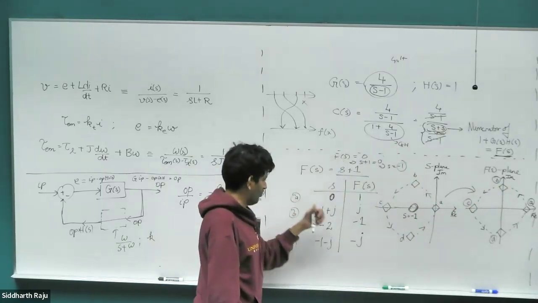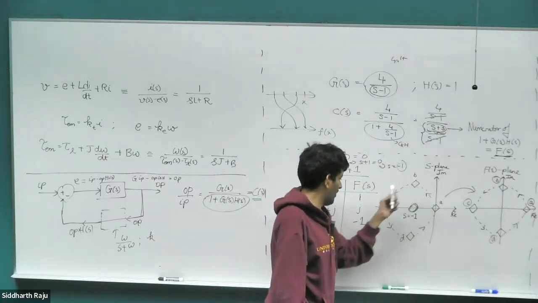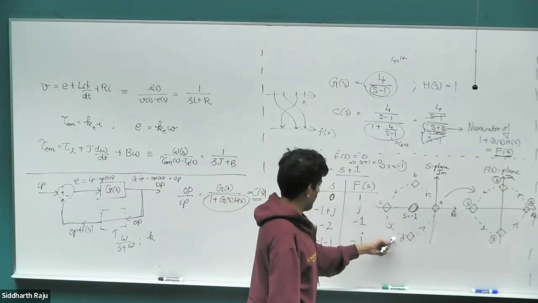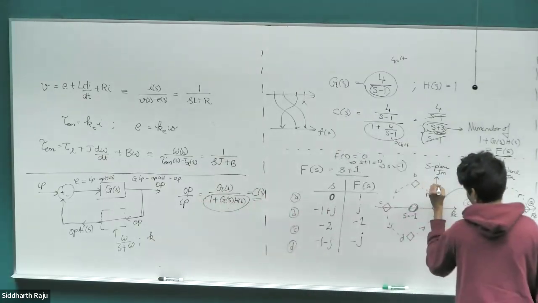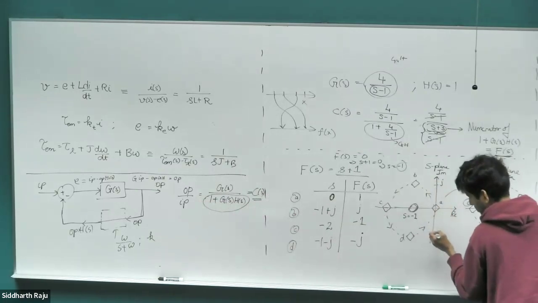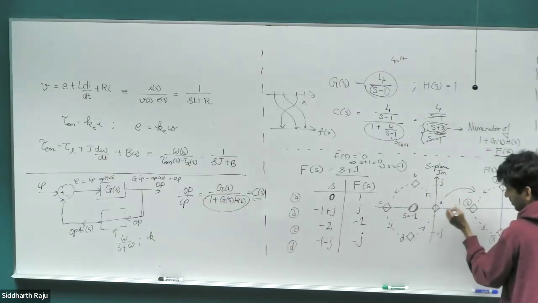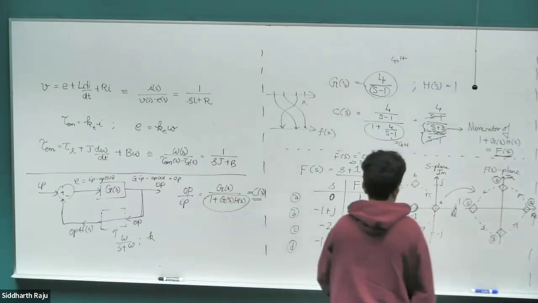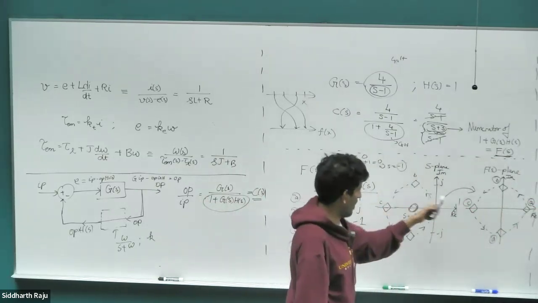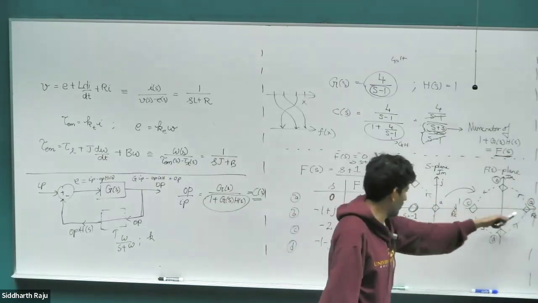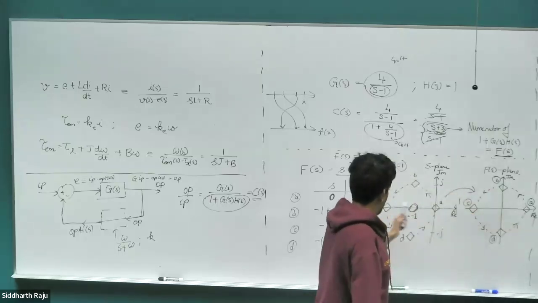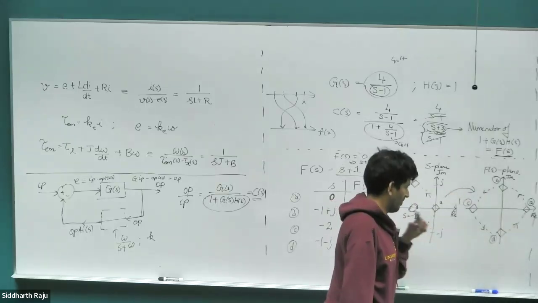So the four values that I took were 0, -1 plus j, -2, and then -1 minus j. So this is the j axis, and this is the real axis, 1 and minus 1. And once I substitute 0, the value mapped out to here. So this one maps here, this one maps here, this one maps here, and this one maps here, right?